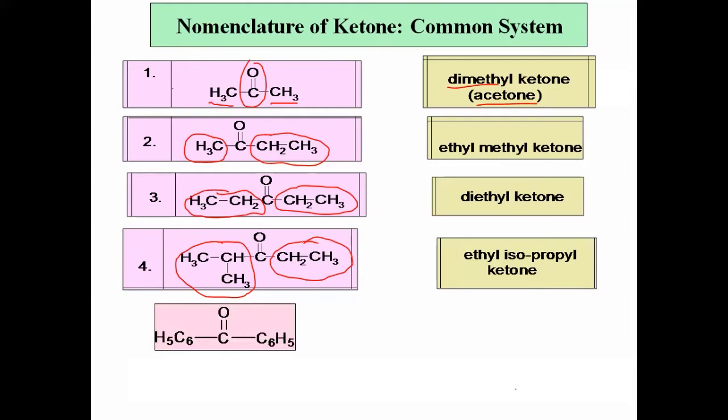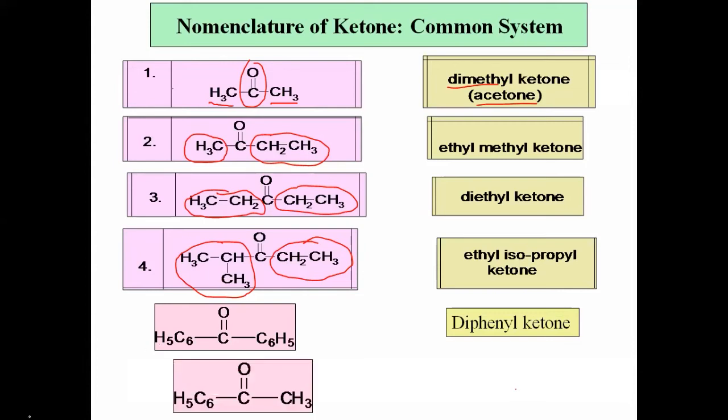Let us see one more example. Here C6H5, C double bond O, C6H5. In this case, two phenyl groups are attached to the carbonyl carbon. Therefore, we are writing diphenyl followed by the word ketone. The name of the compound is diphenyl ketone.